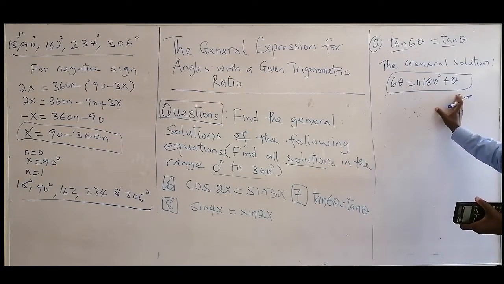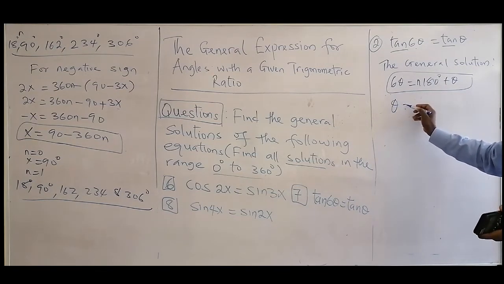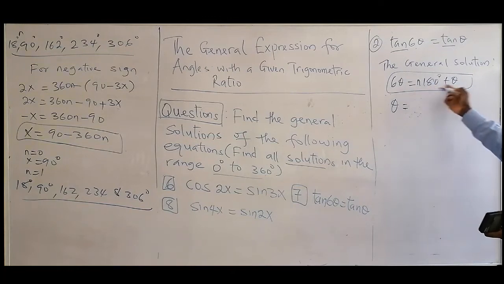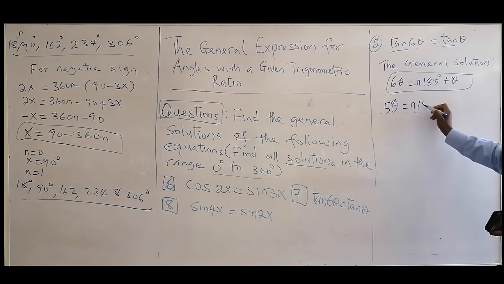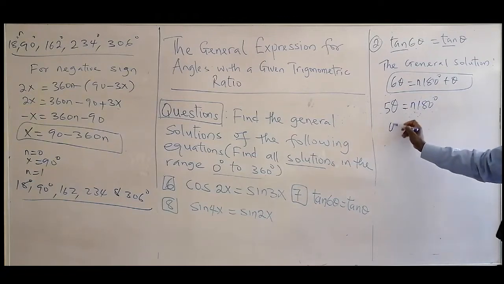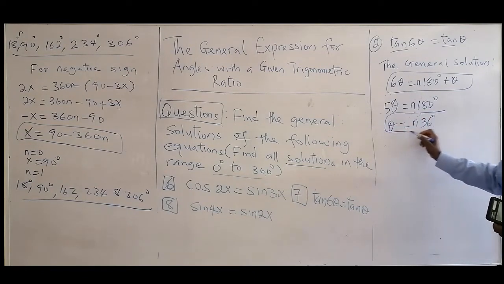So here now we can say the choice is ours. That's theta equal to what? We can move this one to the other side, and that will be 5 theta equal to n 180. Okay, and theta can be equal to 180 divided by 5. That's 36. So we have 36 degrees. And we can get the list of our solutions.